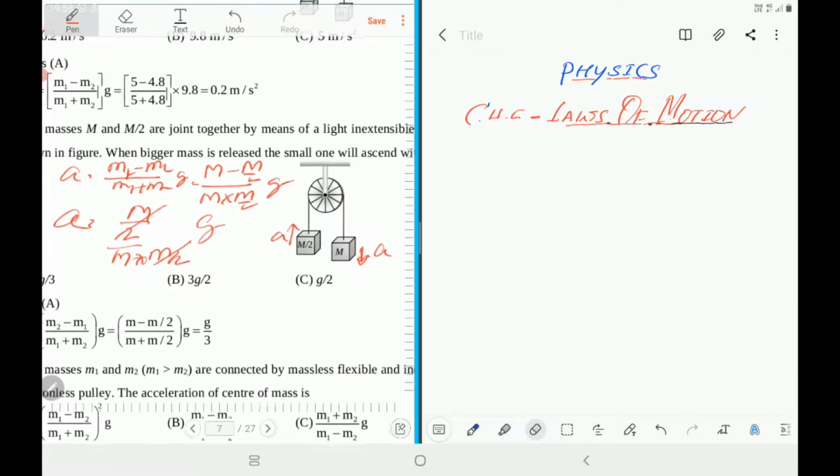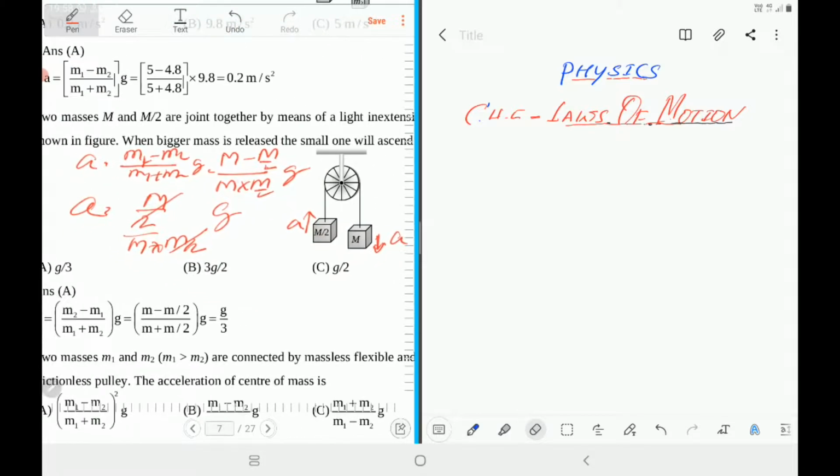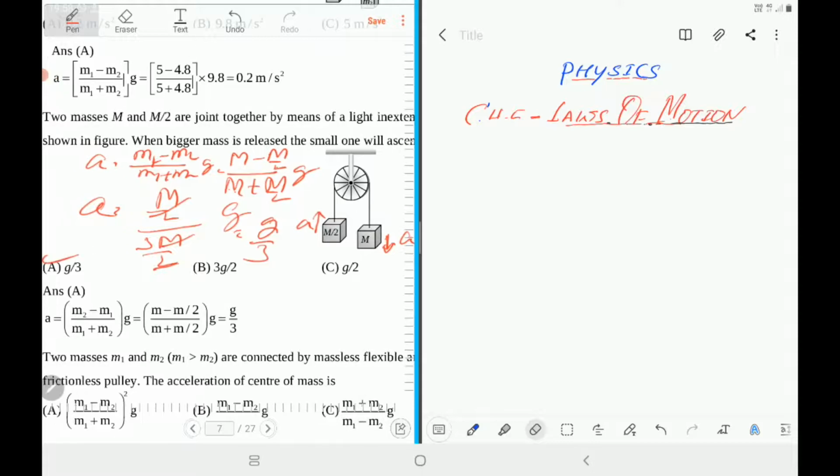Sometimes you make a mistake, so you must be careful. This is m plus m by 2. What is m plus m by 2? It is 3m by 2. If you take LCM, the numerator is m by 2 and the denominator, LCM 2, is 2m plus m, 3m by 2. m by 2 cancels, so it is g by 3. The answer is g by 3, option A, right?